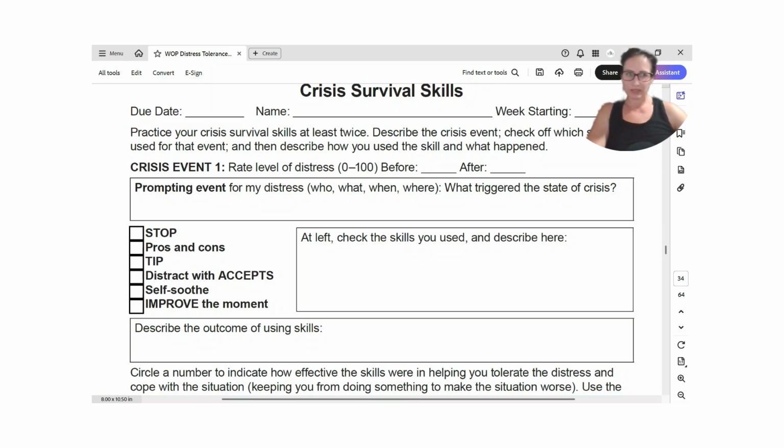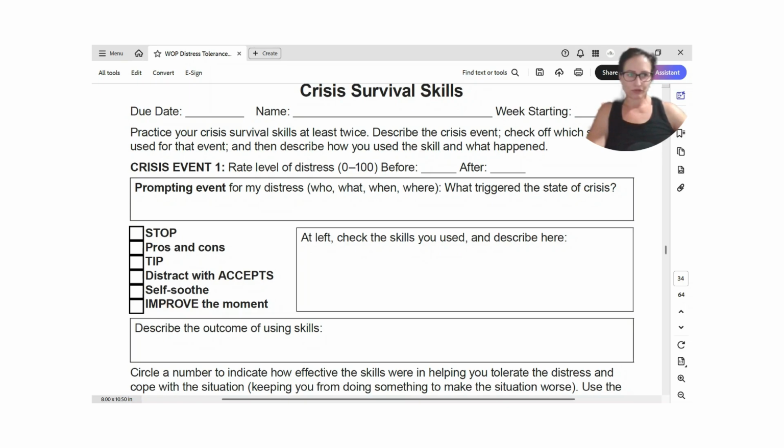Distract with accepts is a skill that uses distraction to shift your focus away from distress until the crisis passes. Self-soothe is about using your senses to bring comfort and calm, like listening to music or holding something soft. And lastly, improve the moment uses skills such as imagery, meaning, prayer, relaxation, and other techniques to make the moment feel more tolerable.